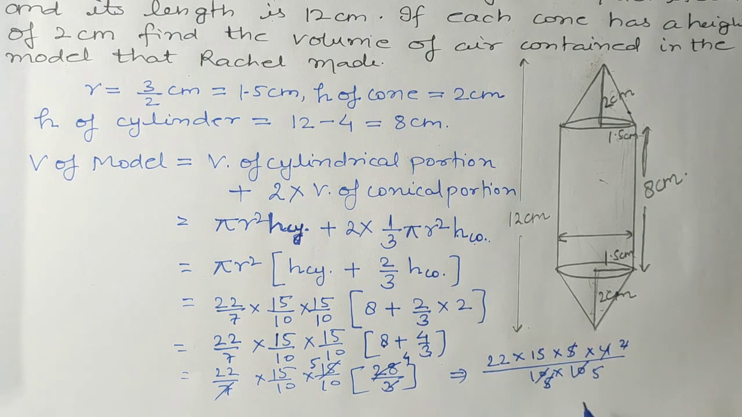This 5 and 5 will be cancelled out. This 5, it will be 3 times. So what is left? Only 22 into 3. So 22 into 3 will be what? 66 centimeter cube. Okay students, so this will be the answer of this question.